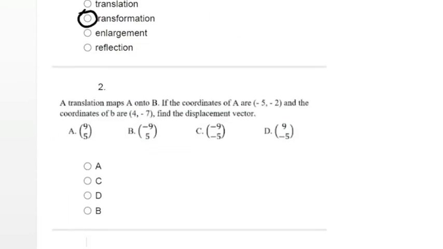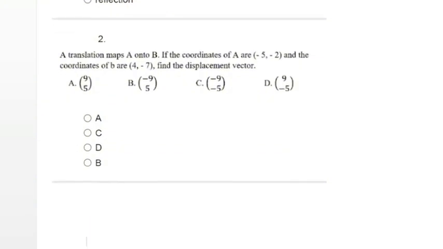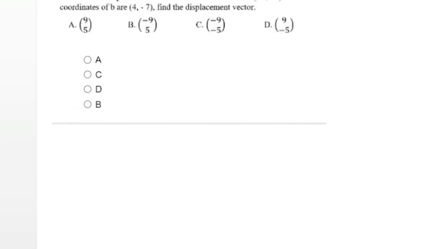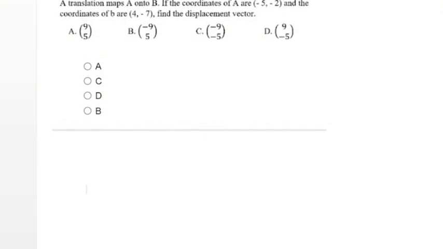Then question 2 says a translation maps A onto B if the coordinates of A are -5, -2 and the coordinates of B are 4, -7. So find the displacement factor. We are going to let our displacement factor be x, y in column vector form.